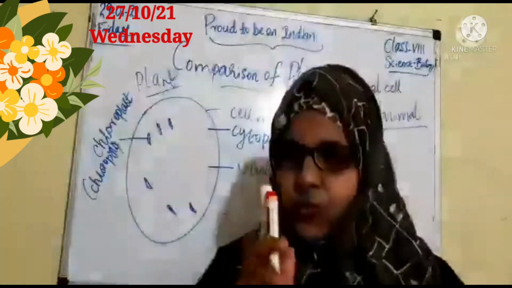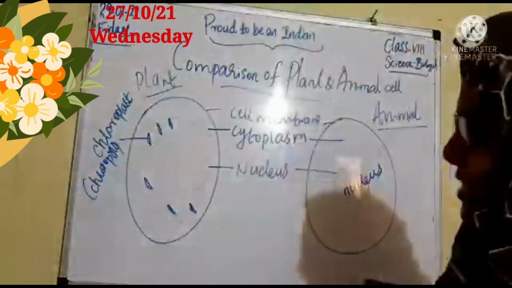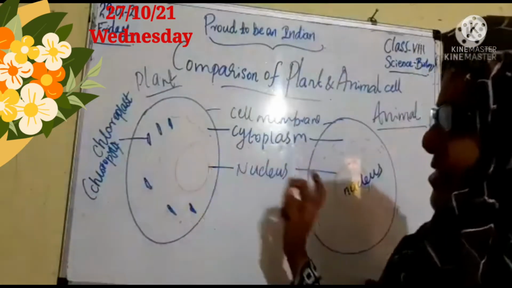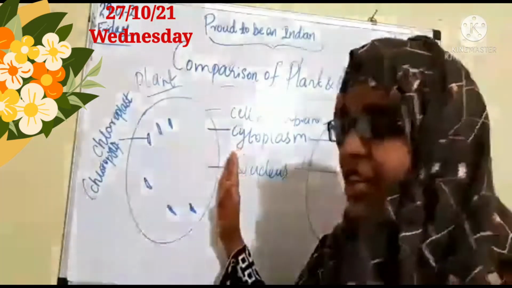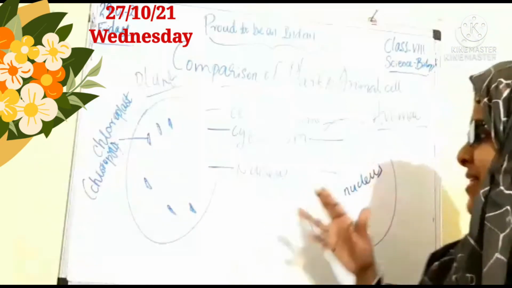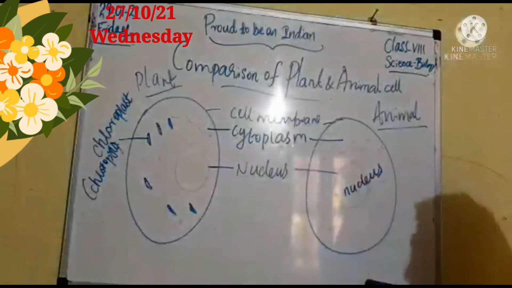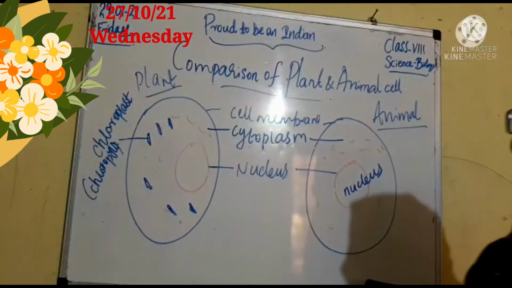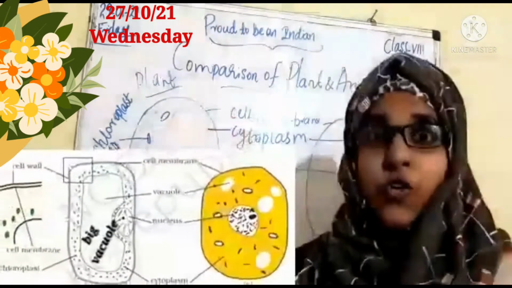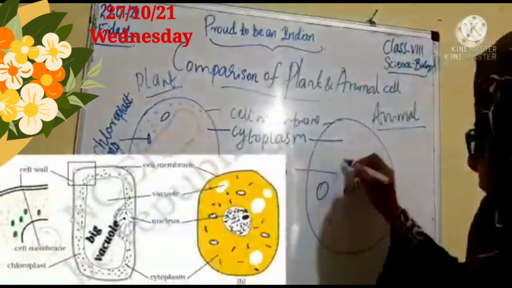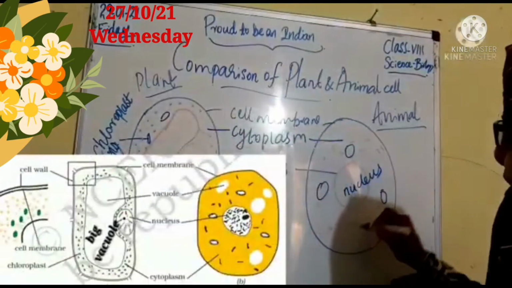So listen carefully. Okay. The next is we can see the nucleus. In plant cell, the nucleus, I already discussed with you, is at the side of the cell. But in animal cell, we can see the nucleus at the center of the cell. Clear? And students, in plant cell, we can see a bigger vacuole than in animal cell. In animal cell, it is a small spherical shape.